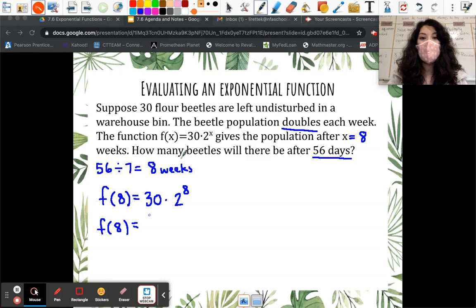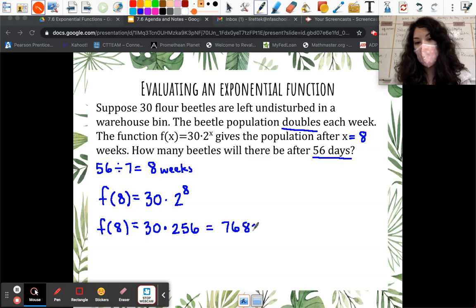2 to the power 8 gives me 256. And then I multiply last. If I multiply that with 30, I get 7680. So 7,680 beetles. That's how many, according to this problem, will be there after 8 weeks.